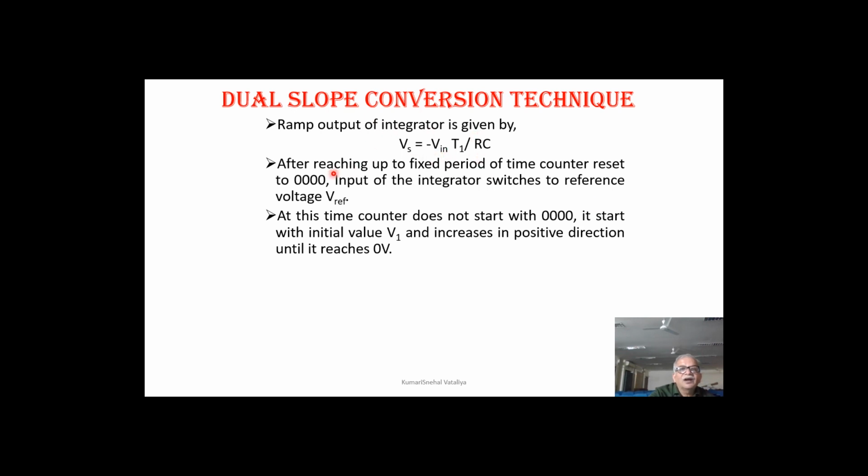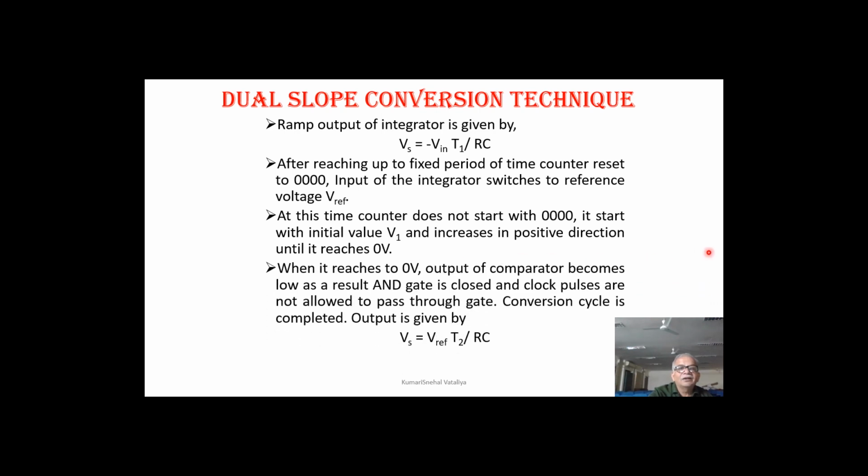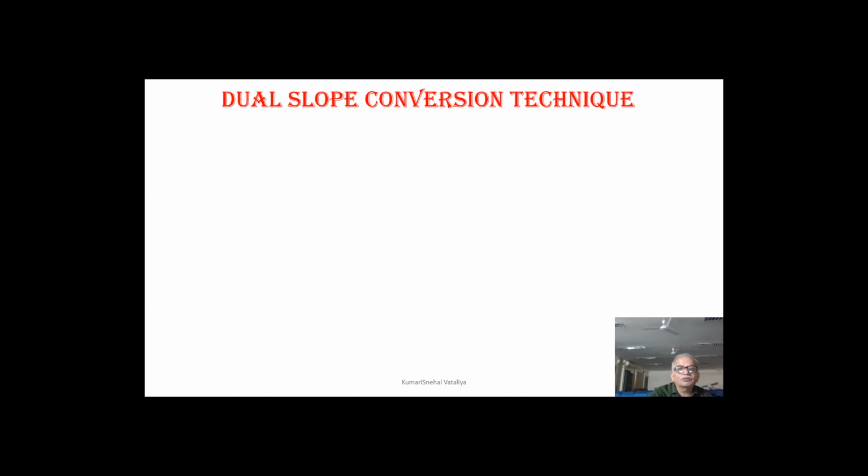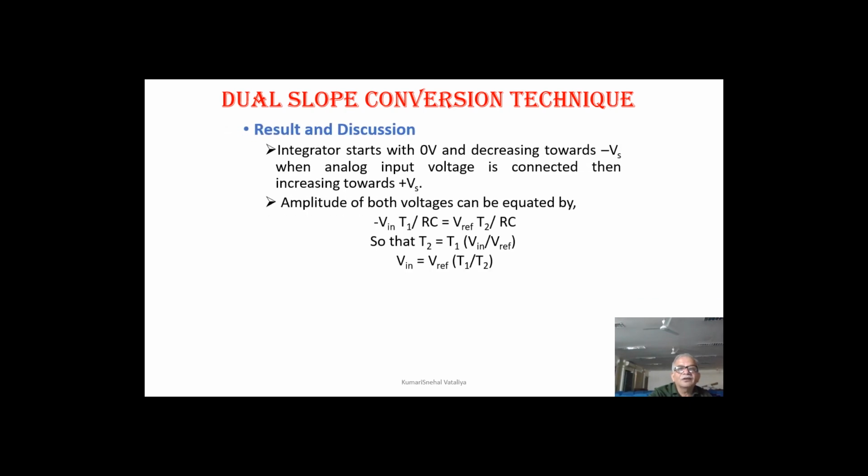After reaching up to a fixed amount of time, the counter is reset to 0. Input of the integrator switches to a reference voltage in the opposite polarity. At that time, the counter does not start from 0. It starts with the initial value V1 and increases in the positive direction till it reaches 0. And the output number T2 in the digital counter is proportional to the RC. So R and C will cancel with each other, T1, T2.